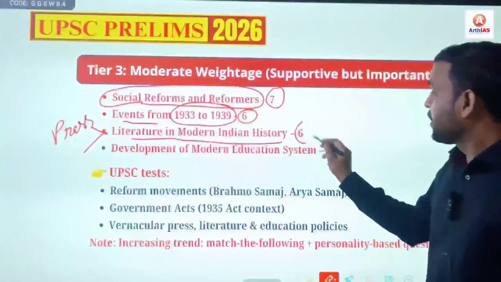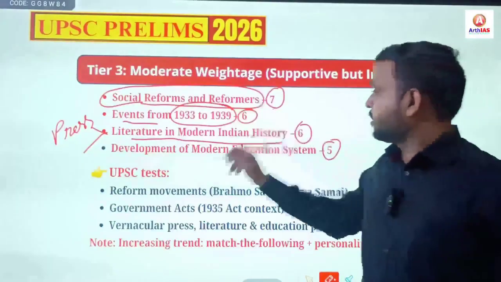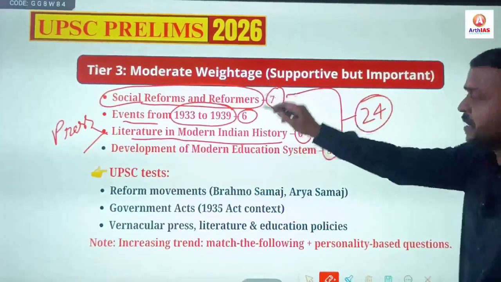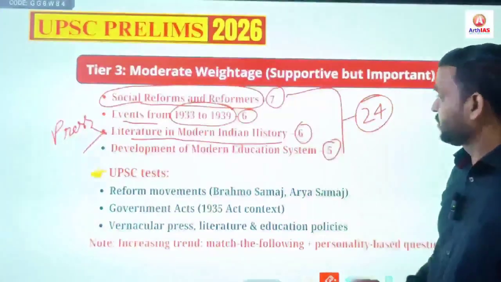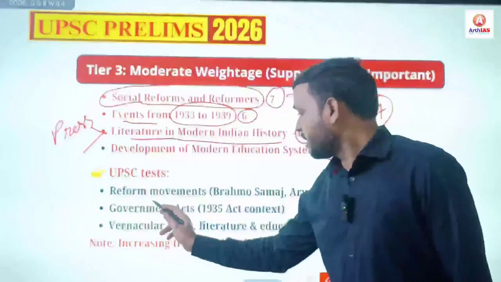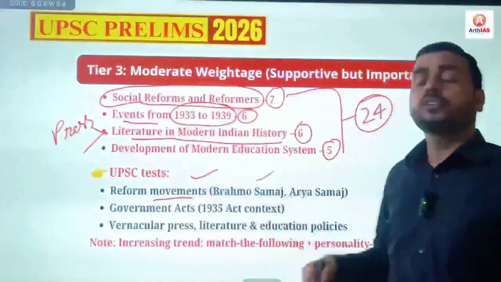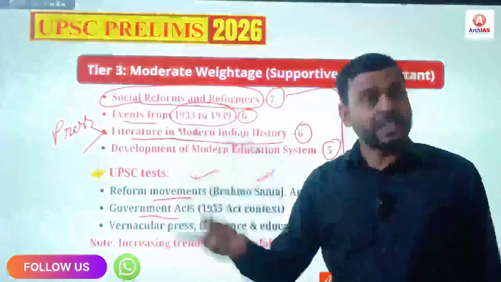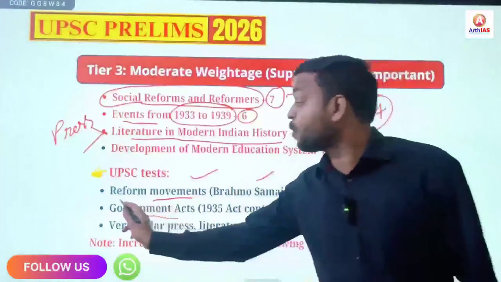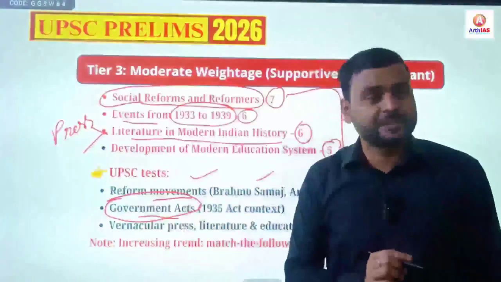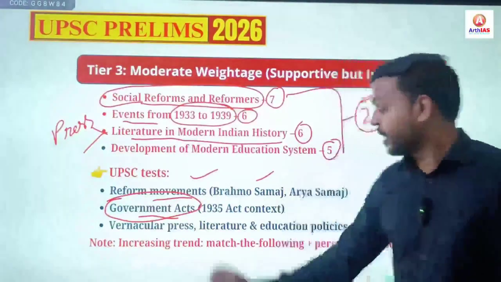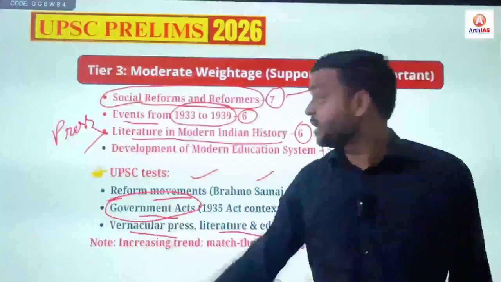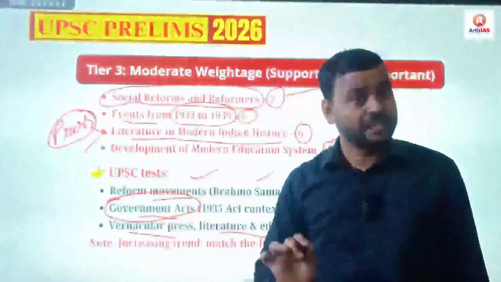So combinedly you can see that 24 questions have been asked in last 15 years combinedly from these 4 topics, right? So here focus on reform movements, like already you know Brahma Samaj, Arya Samaj, all these are very important. Government acts, right? Certain acts that is, and it overlaps with your topic of polity, right? Vernacular Press Act, I have already told you, right? Literature, education policies, press, very important. Clear?